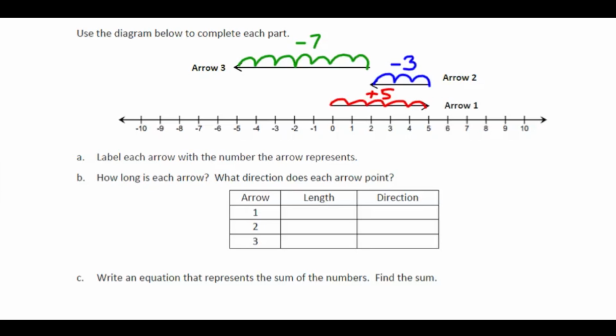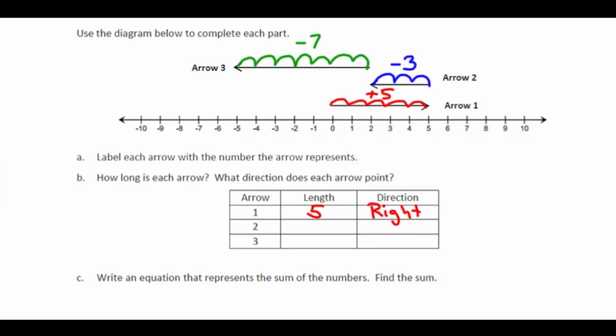Let's move to question B. It says, how long is each arrow? What direction does each arrow point? So as we said, arrow number 1 had a length of 5, and the direction it pointed in is the direction of the right.